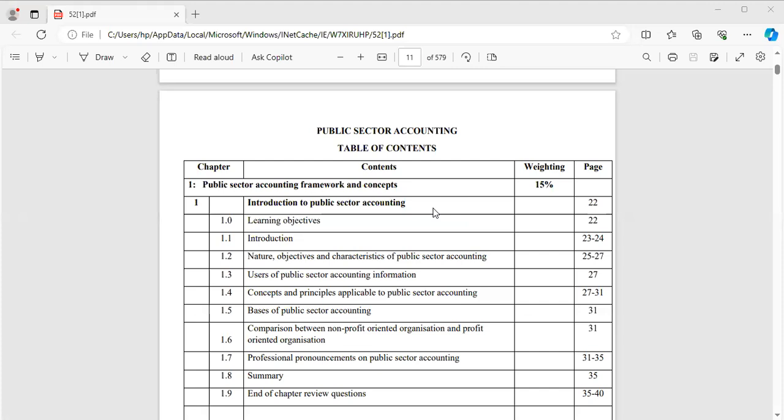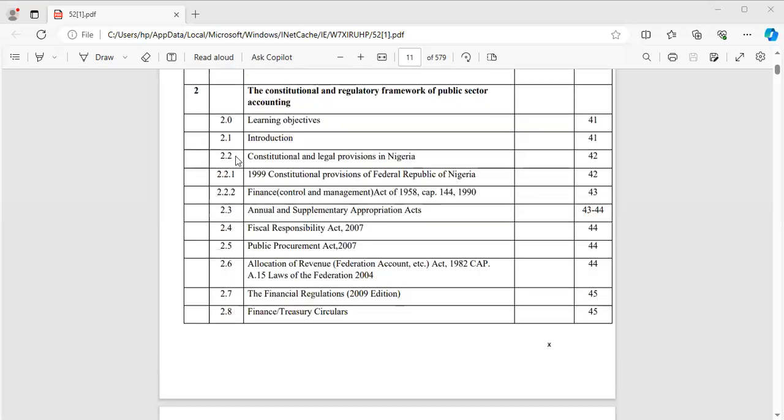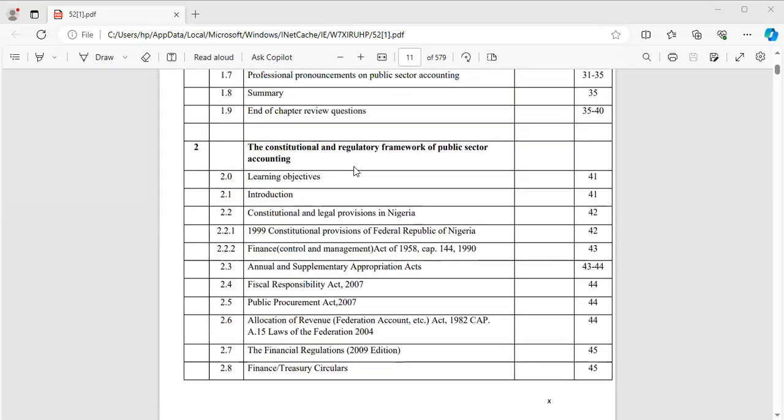So this is technically my first online class for public sector accounting. For my physical classes, we have done 2 topics: chapter 1, which is public sector accounting framework and concept, but we call it introduction to public sector accounting. And we have also looked at chapter 2, which is the constitutional and regulatory framework. I think that was our last topic anyways.